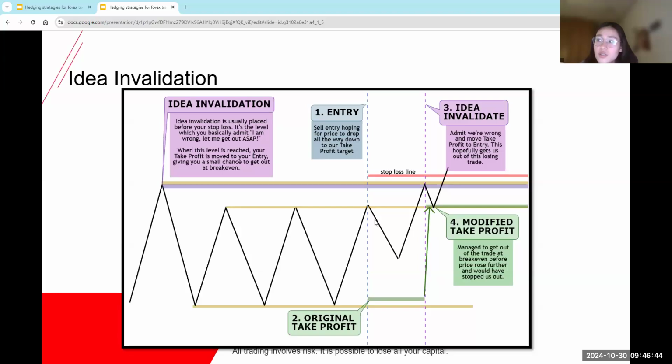Okay, so price had reversed and it triggered our idea invalidation level. So then we'll move our take profit up to the entry level instead. This got us out of a losing trade before price rose further and would have stopped us out.